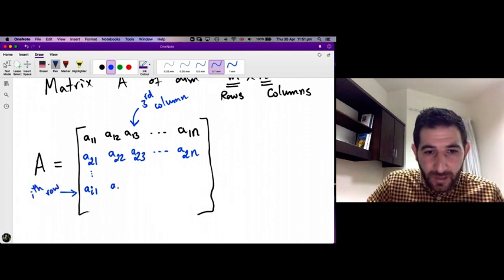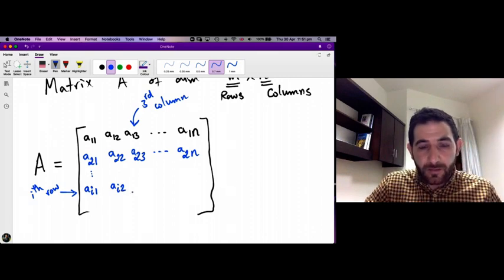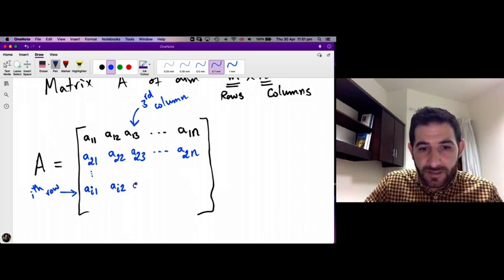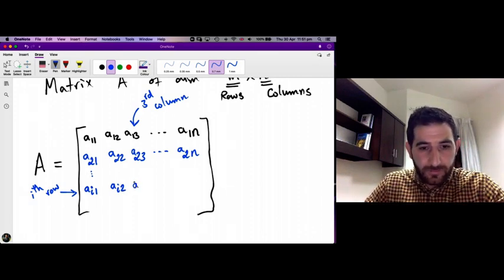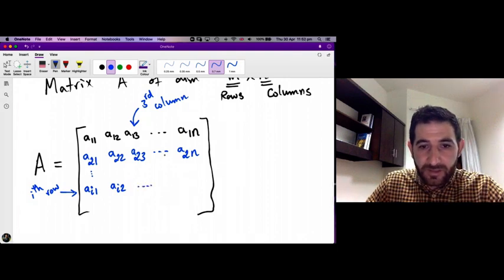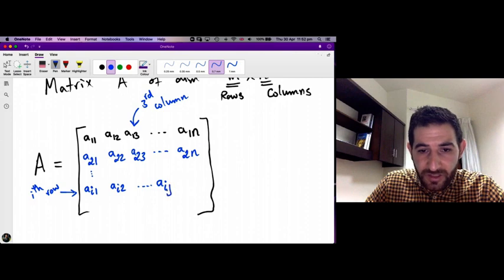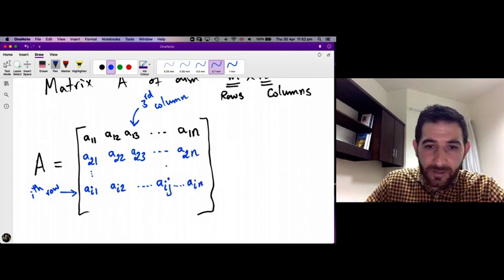And this will be A i2 because it's in the ith row and the second column. Let me keep doing this until the jth column. So we will be in the entry Aij, and the last entry will be A in. Okay, so what is this? If there's a column here, this column is the jth column.